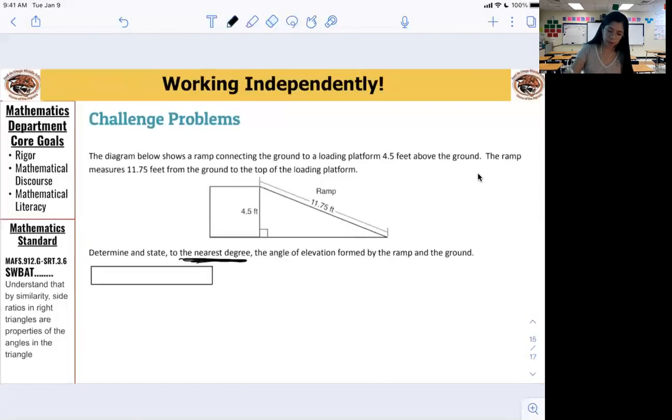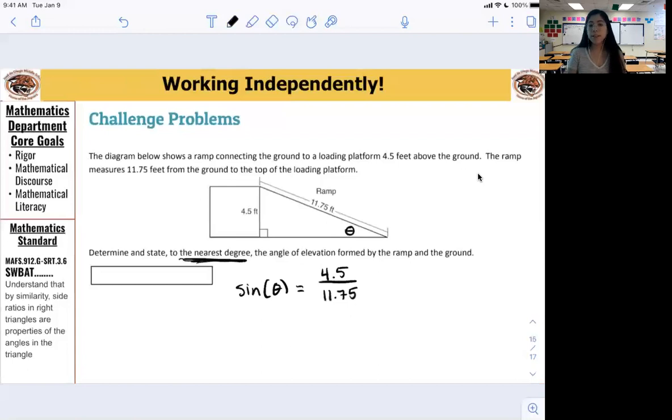So I'm going to call that one my theta. Which of my ratios should I use? Sine, cosine, or tangent? Good, Perla. Sine, because I have the opposite and I have the hypotenuse. So we're using sine of theta. Sine of theta is 4.5 over 11.75.